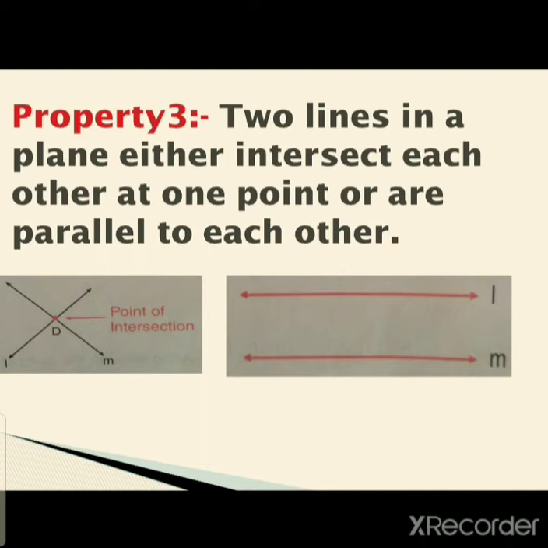Property 3: two lines in a plane either intersect each other at one point or are parallel to each other. If you are given two lines, then you will find either they will intersect or they will be parallel to each other. Hope you have understood this.